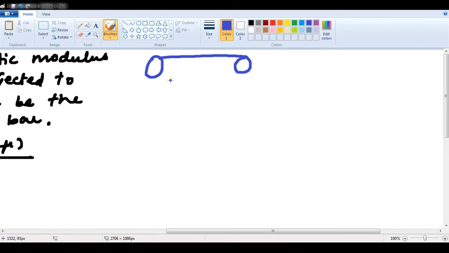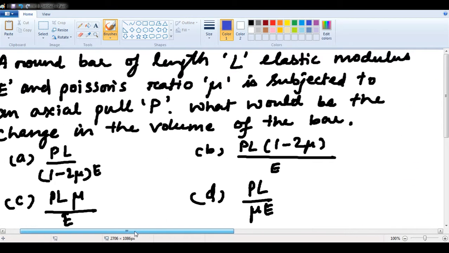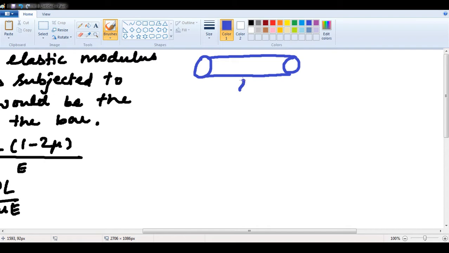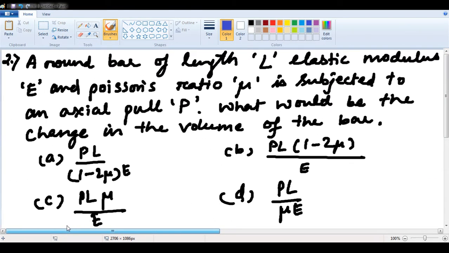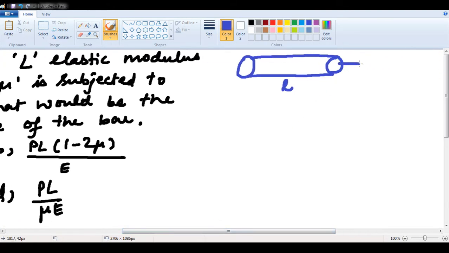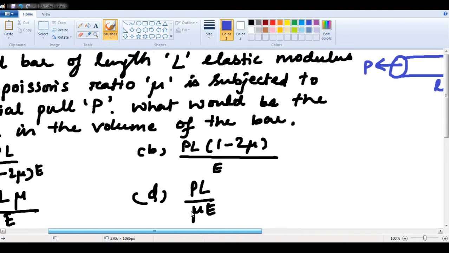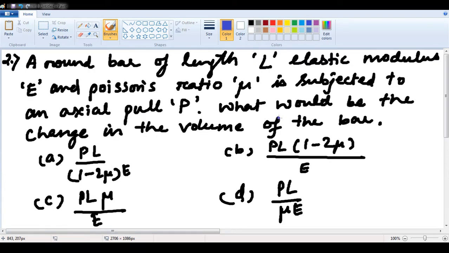So this is the round bar, correct? A round bar of length L, having elasticity E and Poisson ratio mu, is subjected to an axial pull of P. This is very clear that this is a cylindrical object, a round bar. What would be the change in volume?